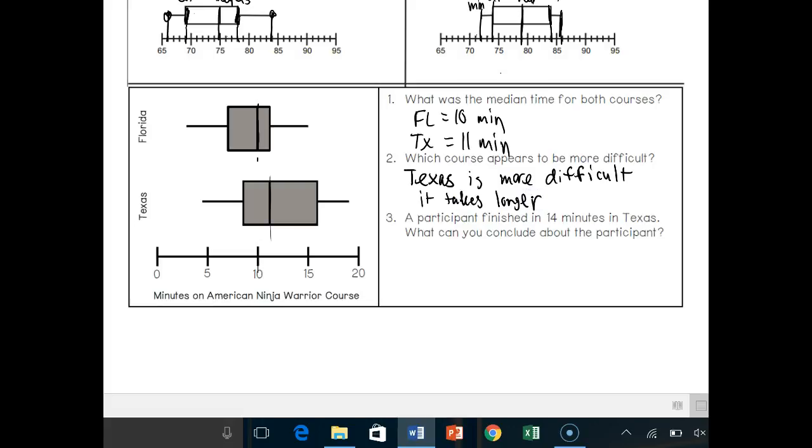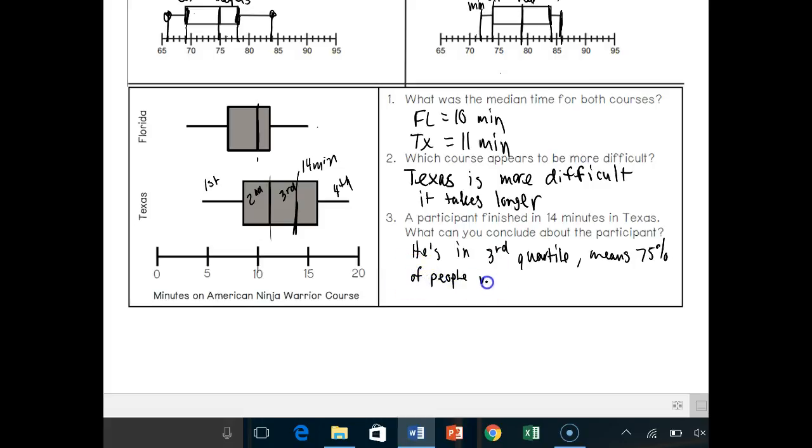Right? And then a participant finished in about 14 minutes in Texas, so he finished right about here. What can you conclude about the participant? Well, he's in the third quartile. This is the first quartile, this is the second quartile, this is the third quartile, and this is the fourth quartile. So he's in the third quartile, which means that if he's taking 14 minutes and somebody took 4 minutes, about 75% of people in this case were faster than him.